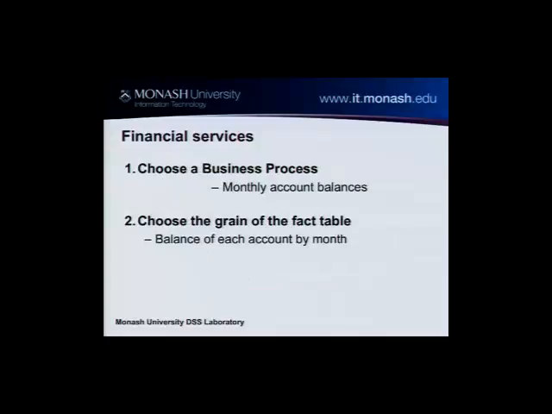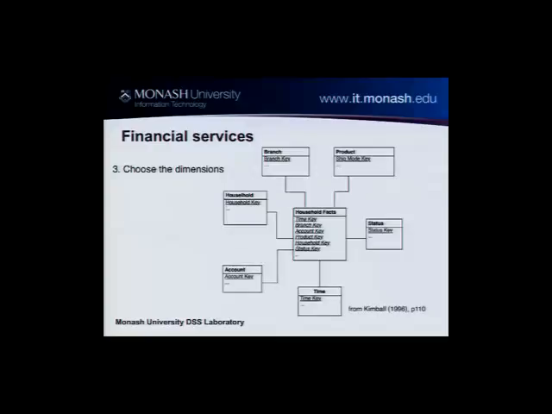Choosing business process, this is step one in Kimball's process. We'll take monthly account balances, and that leads us into the granularity decision. So, balance of each account by month, perhaps by branch as well, although accounts and branches kind of go together. And then select the dimensions. If we do that, we end up with a basic model that looks like this. So we've got account, we've got time, we've got household, and even though accounts belong to or reside within households, we're treating them as two separate things.